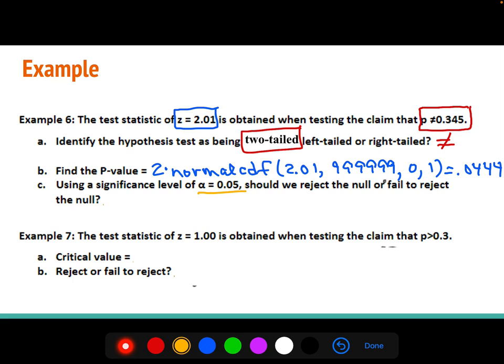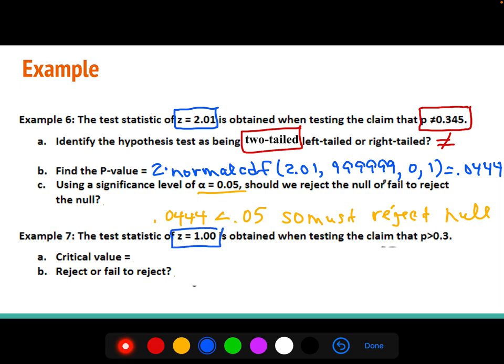And now we're going to look at our alpha, which is 0.05. So 0.0444, let's see if it's less than 0.05. I don't know why I put not equal to. 0.04 compared to 0.05, it's less, so we must reject the null. Okay.